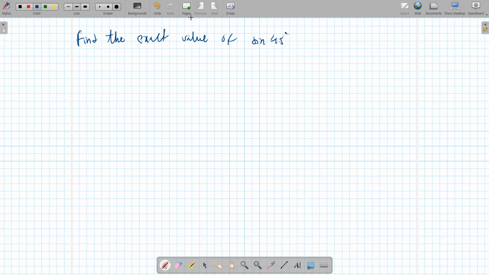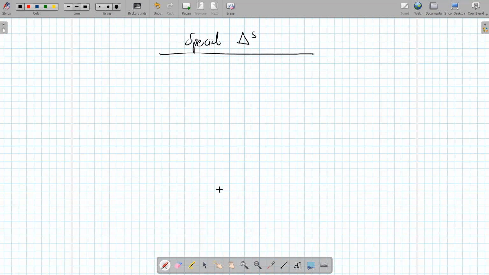All right, so this is where we come with the idea of special triangles. There's two triangles that we can use. In fact, those are the only two triangles for which we don't need a calculator, for which we can find an exact value. The first one is the 30-60 triangle, and both of these are right angle triangles.